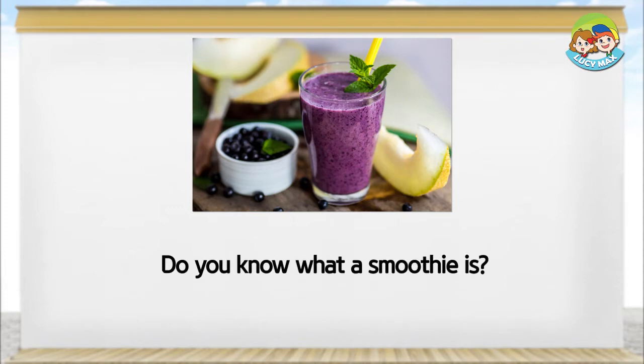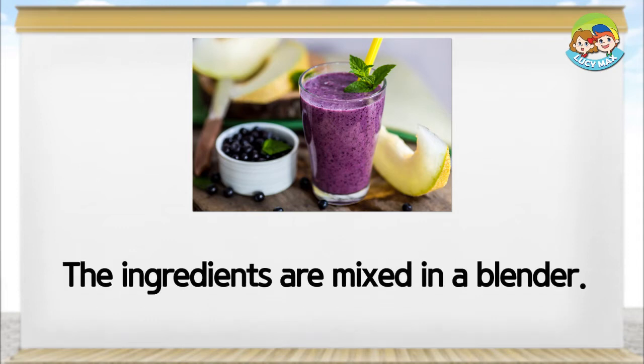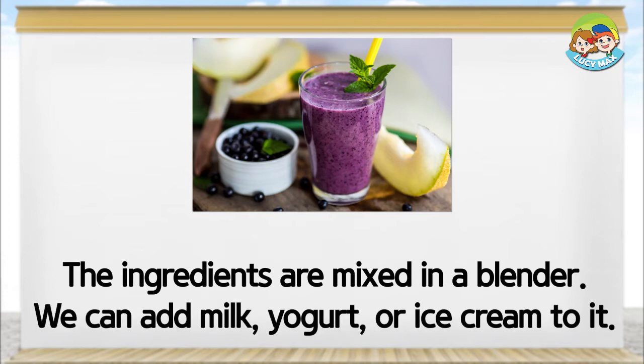Do you know what a smoothie is? A smoothie is a drink. It has fruit or vegetables with crushed ice, honey, or syrup. The ingredients are mixed in a blender. We can add milk, yogurt, or ice cream to it.